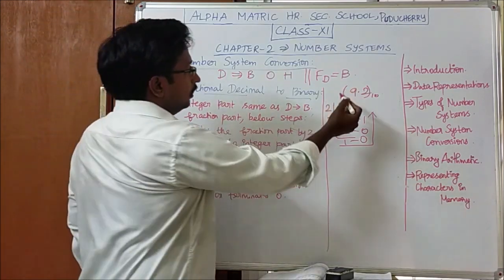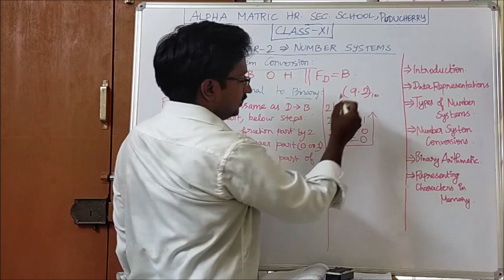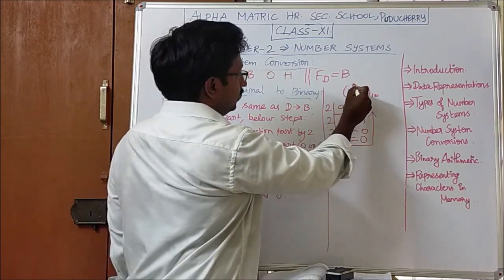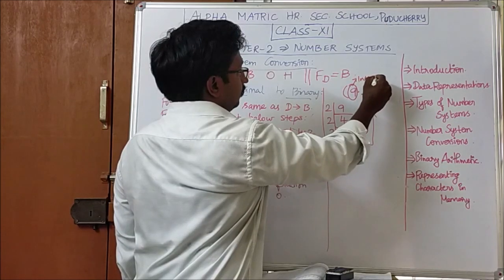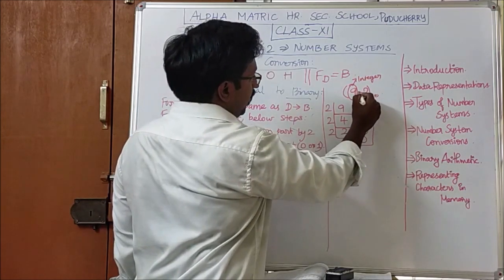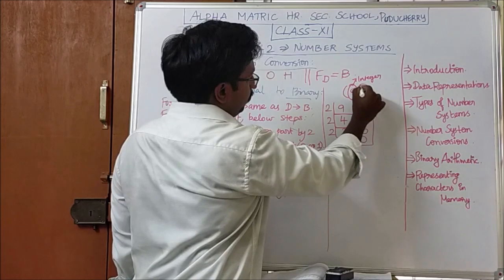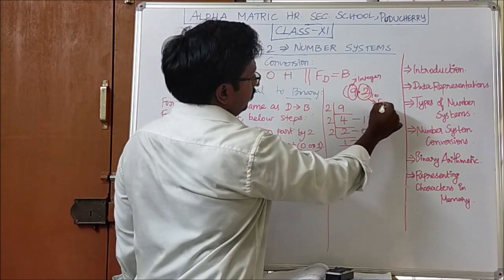Okay, so here I have got 9.2, that is the decimal number. So this is the integer part, and this 0.2 including the point is the fractional part.